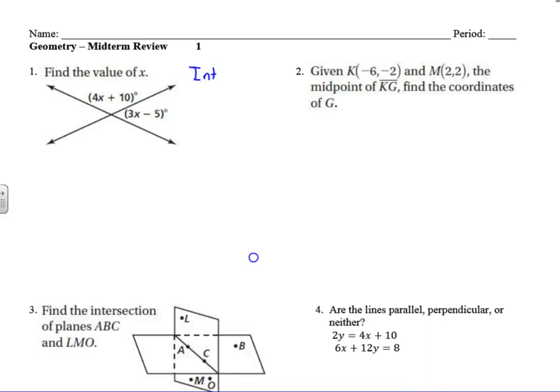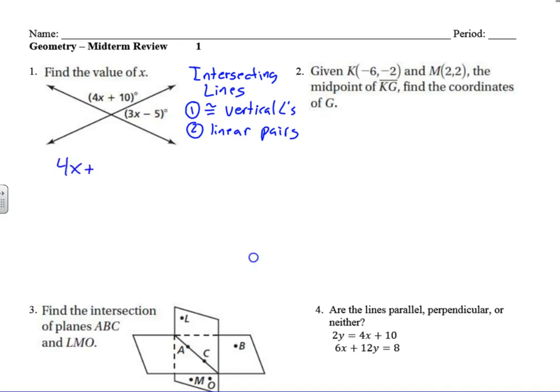Well, what do we see here? We have intersecting lines, and we want to recognize that when we have intersecting lines, we have one of two relationships. We either have congruent vertical angles, or we also have linear pairs, which are supplementary. In this case, what we have is a linear pair. So we've got 4x plus 10 plus 3x minus 5 equals 180. So this would be 7x plus 5 equals 180.